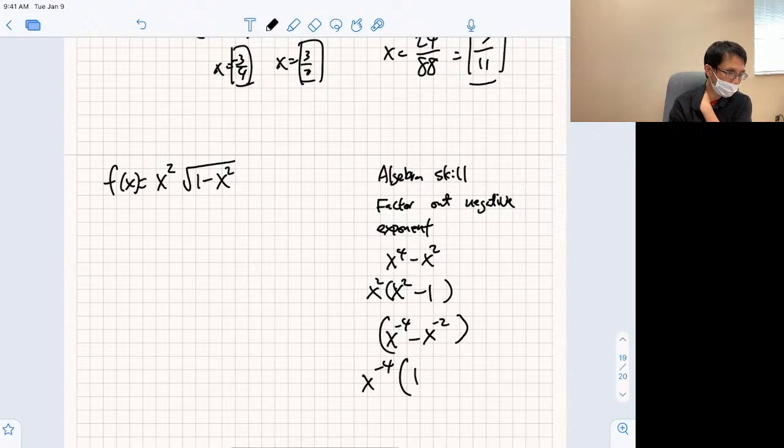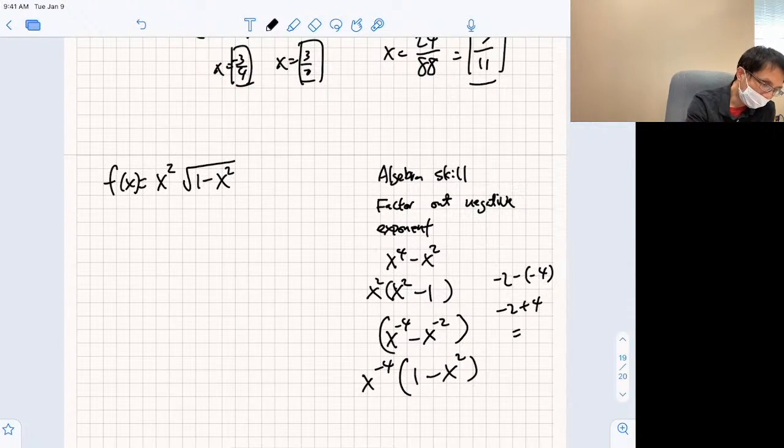How about the next one? X squared, right? Yep, x squared. Why is it x squared? Because negative 2 subtract negative 4. So it'll be negative 2 plus 4, which is equal to 2. So that was the hard part.